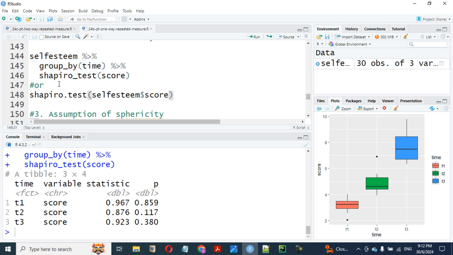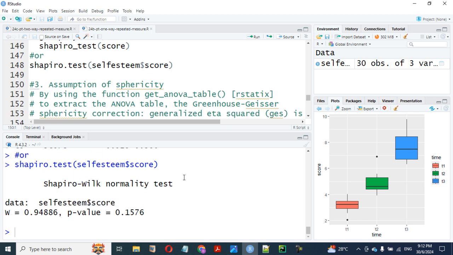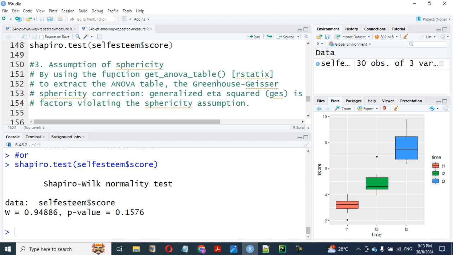So you can just use by group to test it, or you can just pass it one way directly, the way you used to do before. Just do like this. So it's still the same. We have 0.157. So it's also not significant. All right, you understand? So which means we pass the test for Shapiro. All right. Assumption 3 is sphericity, which can be done later.